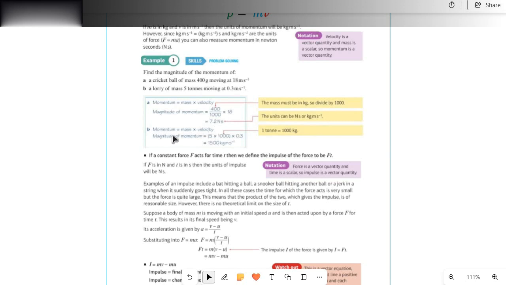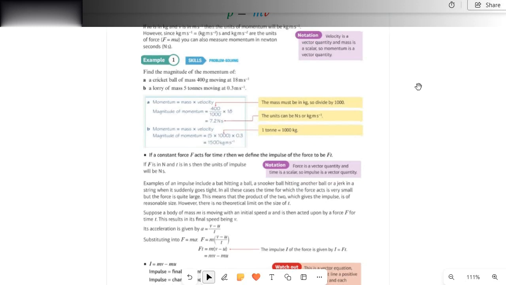For part B, momentum equals mass times velocity again, with a mass of 5 tons and a velocity of 0.3 meters per second. Therefore, we have to convert these tons into kgs, and as we know, 1 ton is equal to 1000 kg. Therefore, the answer is 5 times 1000 multiplied by 0.3, and the answer is 1500 kg meter per second.